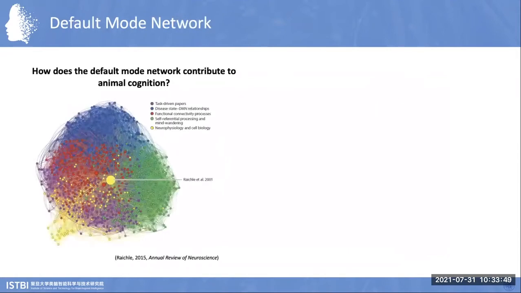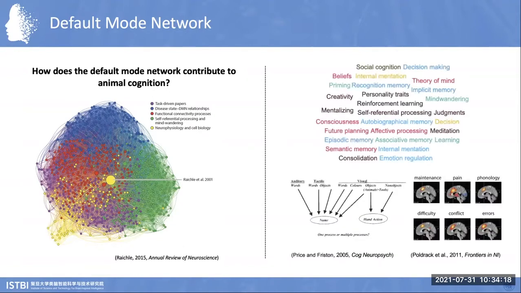So the question becomes, which is what I've been working on for the past 8 years or more, how does the default mode network contribute to animal cognition? There is a wealth of information now, and I think by today, there are more than 6,000 to 7,000 publications on the default mode network that cover task-driven papers or disease states or functional connectivity, but there is still no consensus on what the cognitive role of the default mode network actually is and how it contributes to healthy and adaptive brain function.